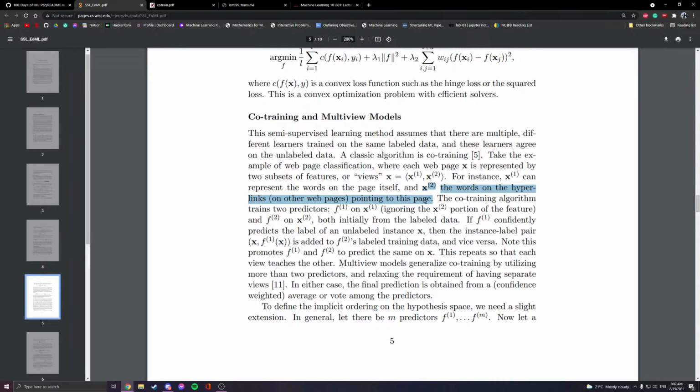Co-training trains two predictors, f1 on X1 and f2 on X2, initially from the labeled data. This is kind of what we looked at yesterday with the CMU lecture slides, but it's written in a more formal format.